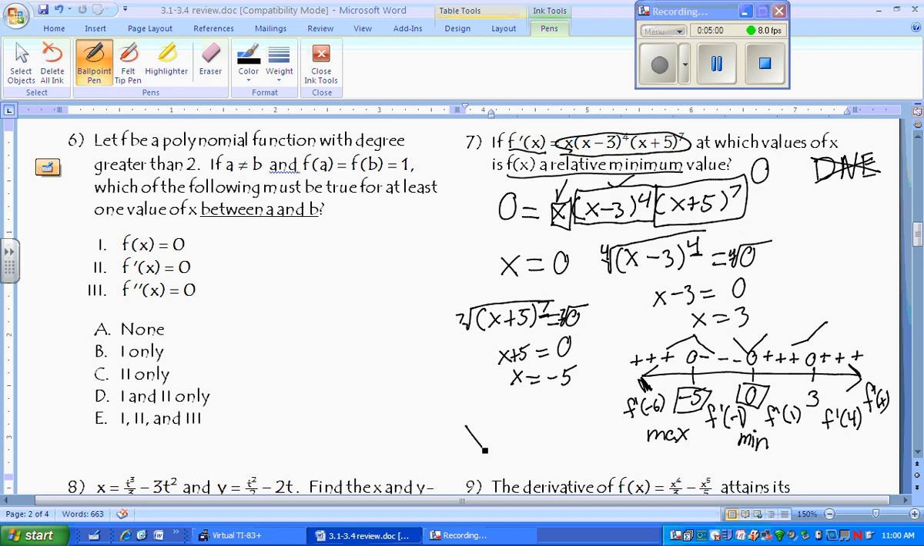So for our minimum, it's x is equal to 0. Yay, we have the answer. That's it. Okay.